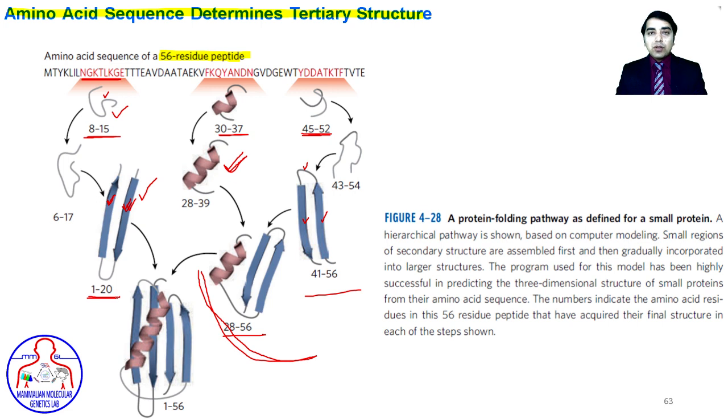If we join the structure of amino acids 1 to 20 and 28 to 56 in this format, we are going to get the final structure. In this way, minute details about the amino acids are going to determine the tertiary structure of the proteins.